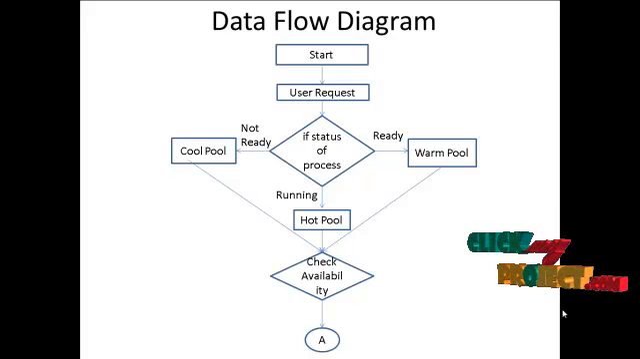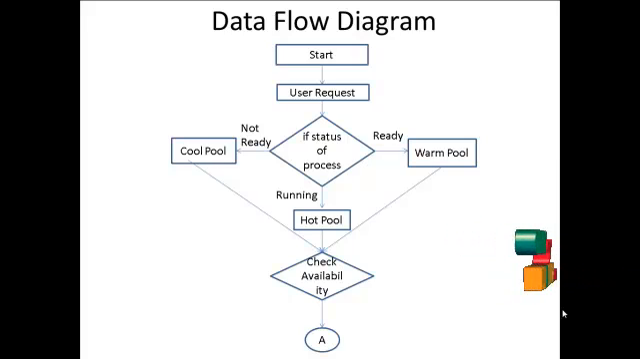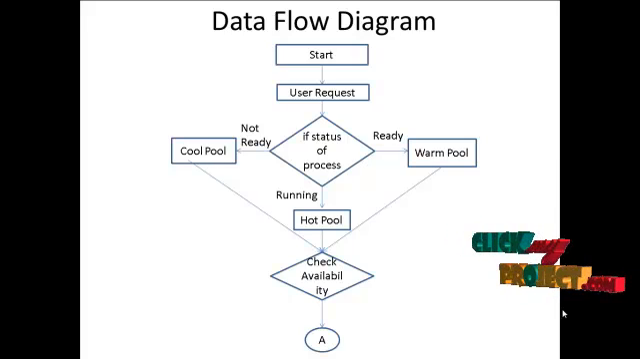The user request is processed even though there is not enough availability. At the time of the user request, the availability is managed to utilize the cloud. Here, if the state is ready, the process goes to the cold pool, and if the process is ready, it goes to the warm pool. If the state is running, it is the hot pool. Next, we have to check availability.